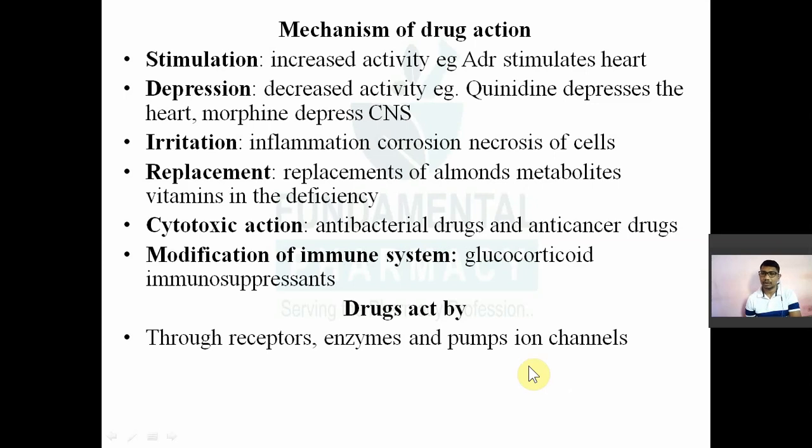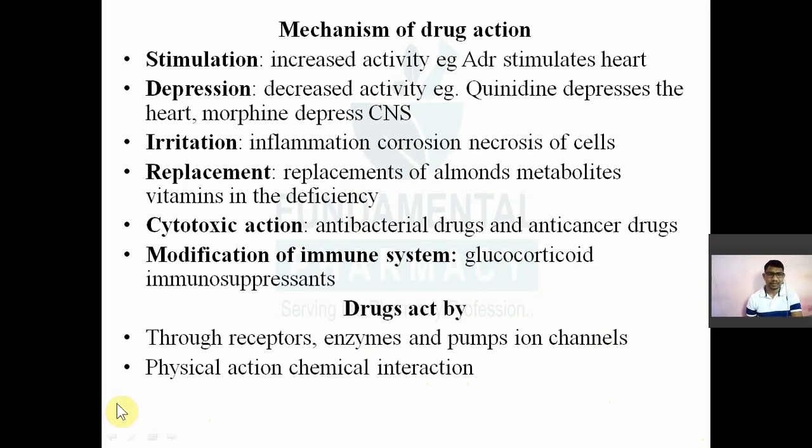Then again, a drug may interact with various kinds of ion channels. For example, diazepam will act on the GABA-gated chloride ion channel. A drug may interact with either receptors or enzymes or pumps or ion channels to exert its pharmacological actions.